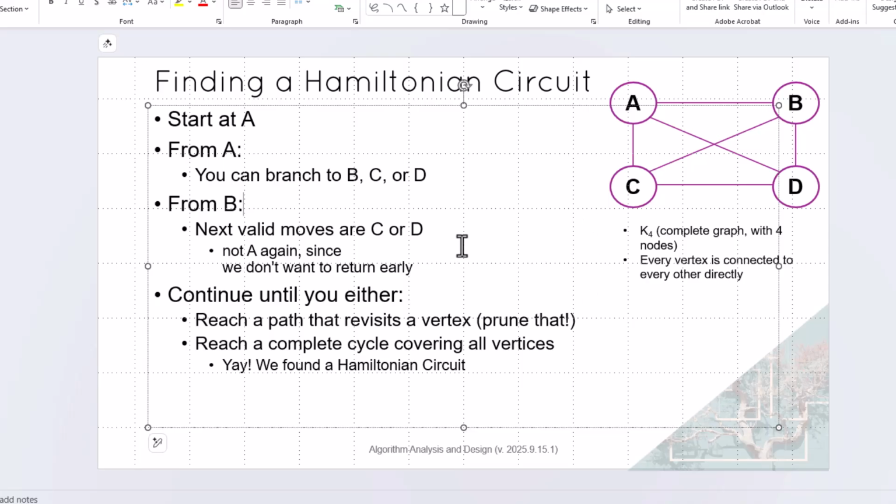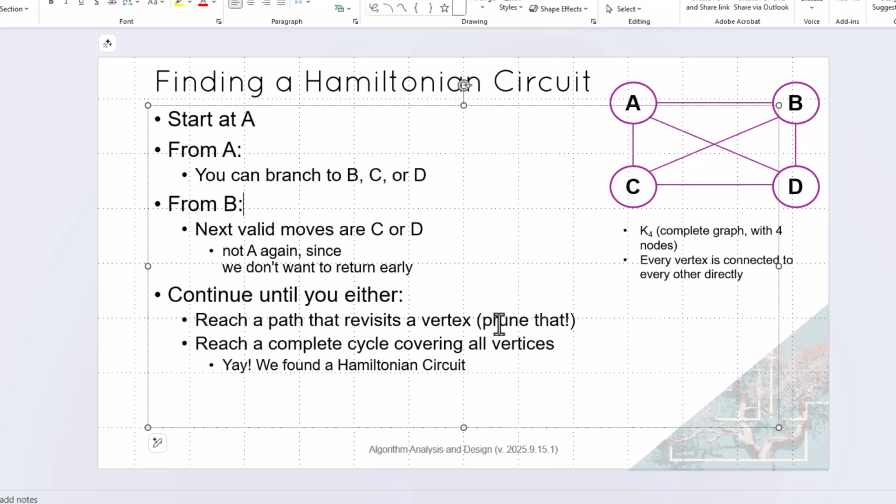We continue until you reach a path that revisits a vertex. We would prune that. So if I go from A to B to D and then D back to B, that would be bad. We don't want that. So we would prune that node in the state space tree, not in the actual graph, but in that hypothetical state space tree of all the different solutions. That's what we prune.